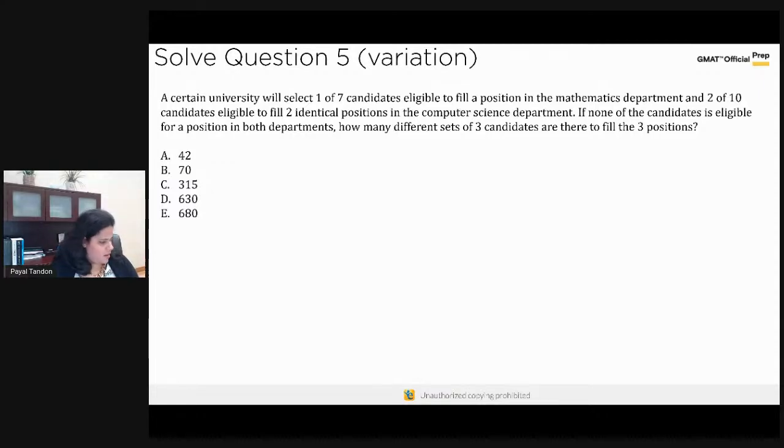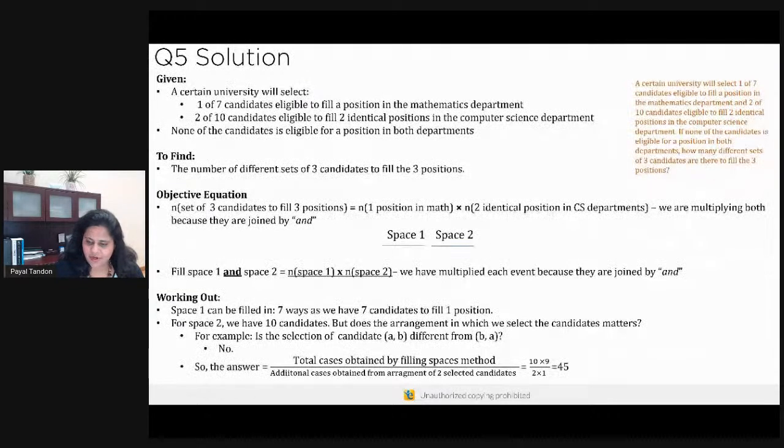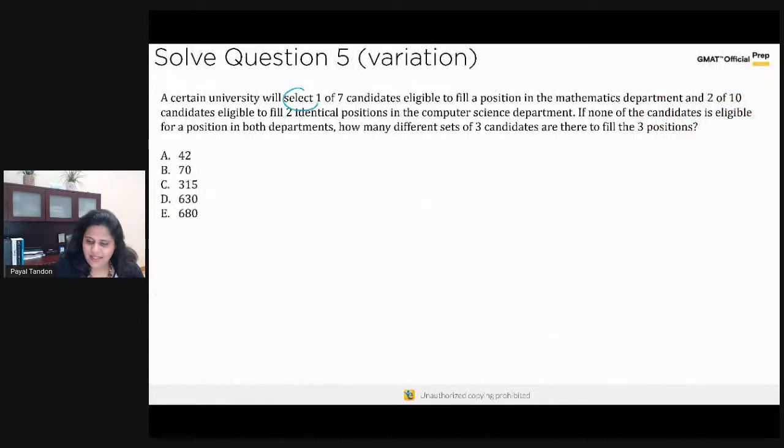All right. Let's solve this question now. So I see that most of you have selected choice C. Joseph has selected choice D. Hemraj is not sure. Okay, all right. So let's solve this one. A certain university will select, now over here, will select. So the question itself clarifies that you have to select, okay?